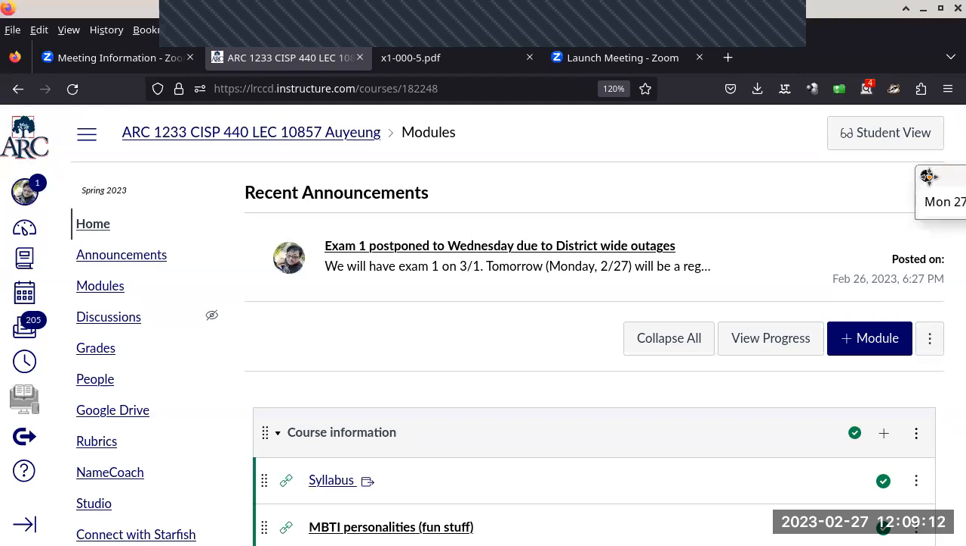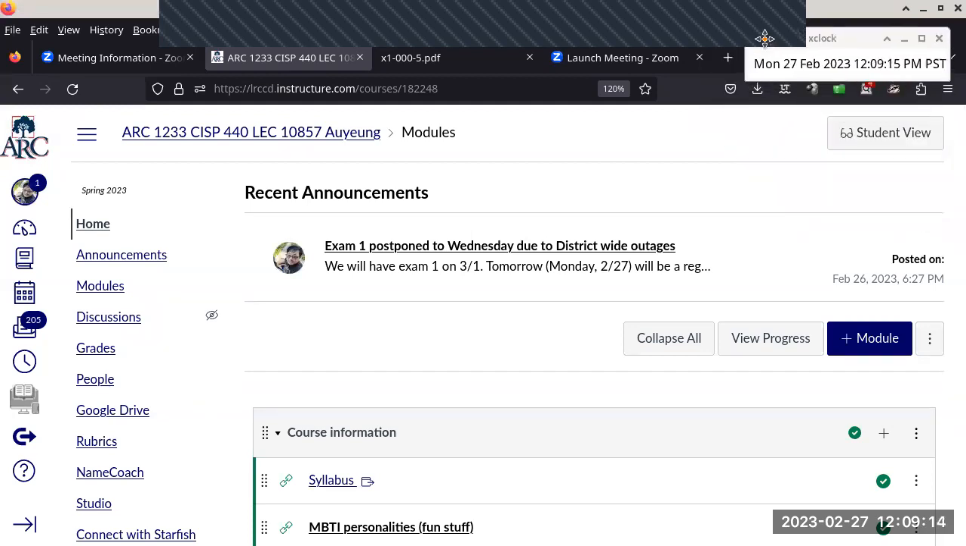And I'm going to move the clock over. This way, the recording will also have a timestamp, making it easier for you to search for specific content. If you write down in your notes, at this time, the instructor started to talk about this. All right. Any other questions before we move on?